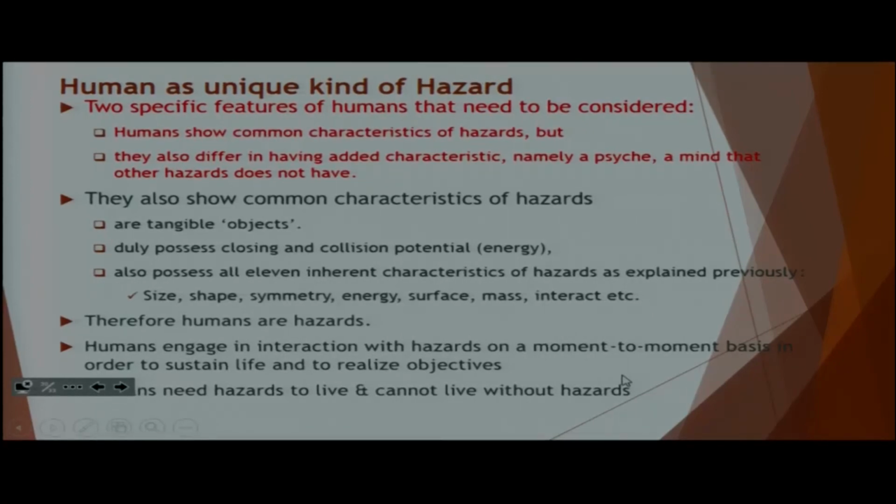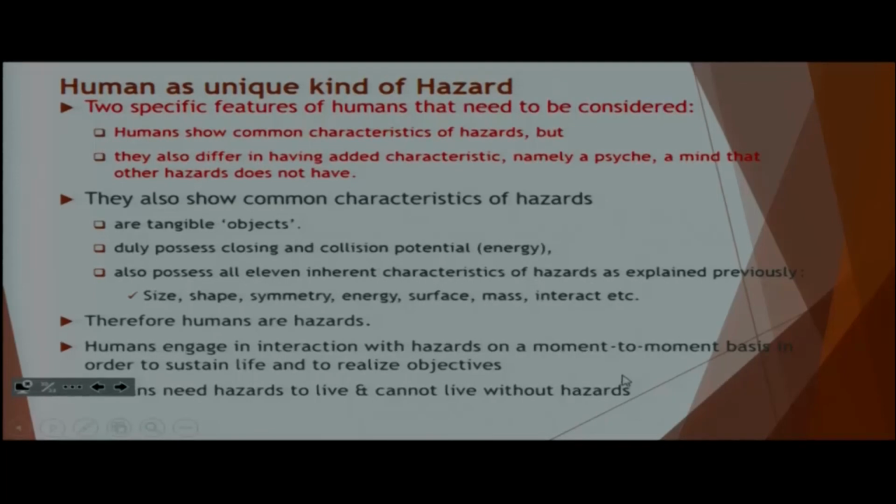Humans also show common characteristics of hazards. A tangible object duly possesses kinetic and collision potential energy. We also possess all 11 inherent characteristics of hazards as explained previously. Therefore, humans are hazards.